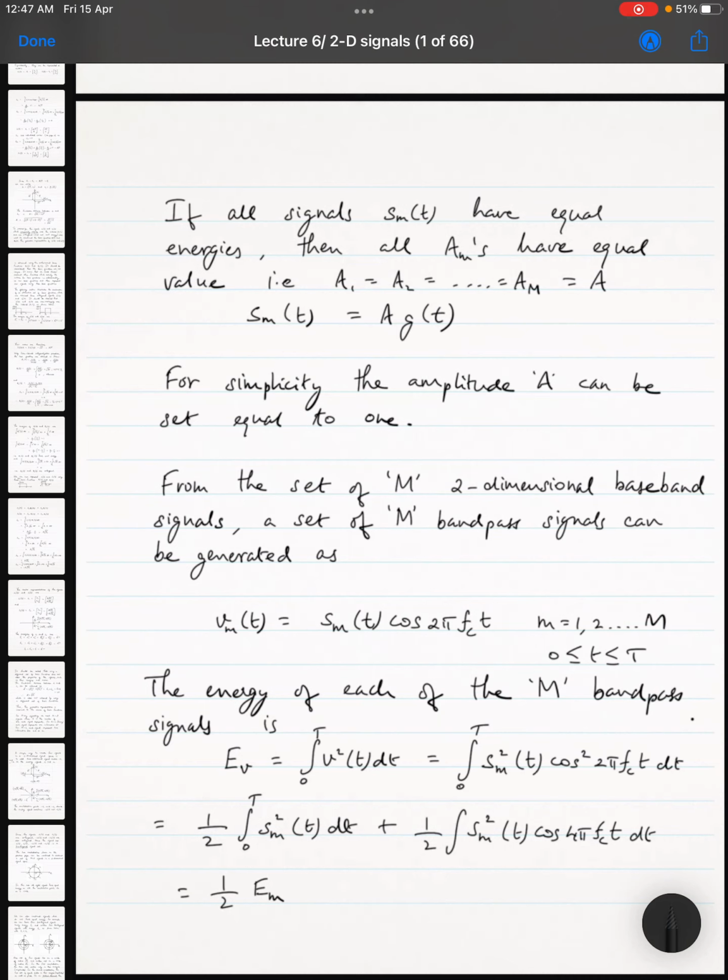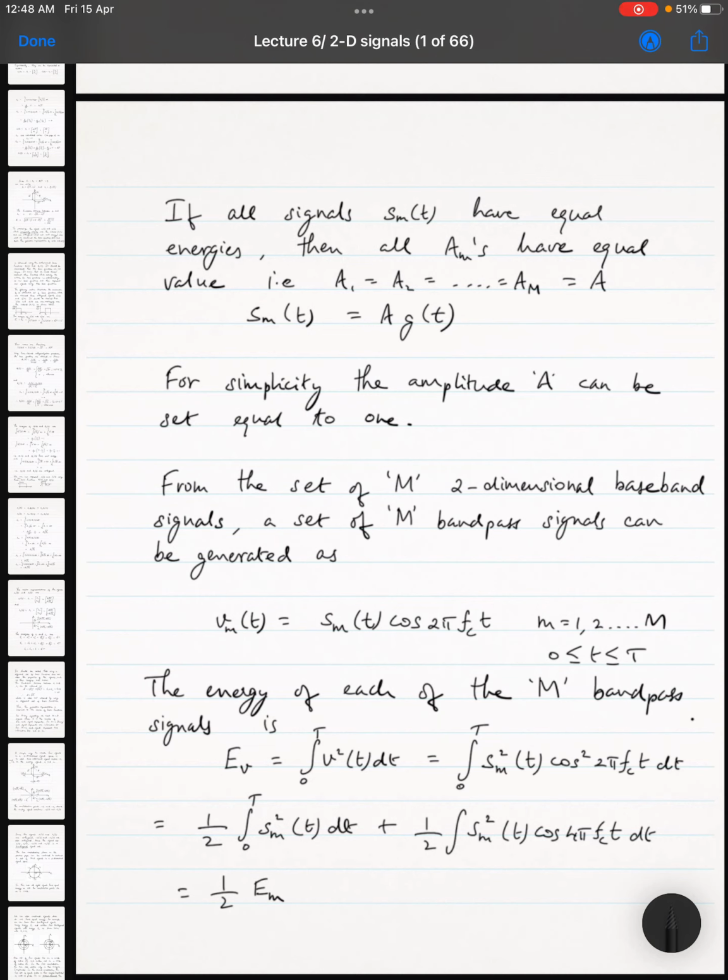the baseband signal with a carrier signal of some frequency fc, where the value of fc is very high. Okay, so we have corresponding to each of the baseband signals S1 of t, S2 of t, S3 of t and so on, a corresponding bandpass signal which we will denote as V1 of t, V2 of t and so on. So in general we simply call it Vm of t equals Sm of t multiplied with the carrier, for the value of m going from 1 to capital M. Okay, and of course each of these signals Sm of t is defined in the interval 0 to T, so the corresponding bandpass signals are also defined in that same interval.